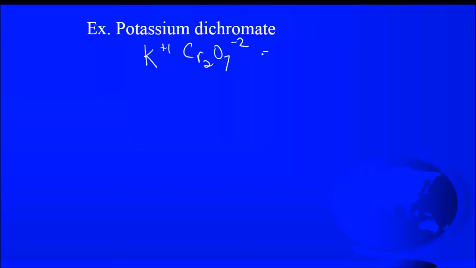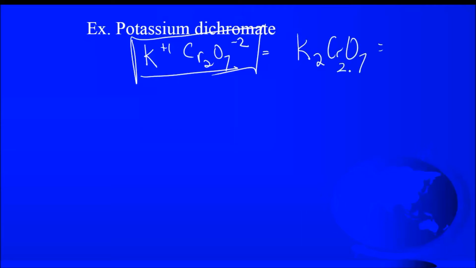So what is the formula? Max? No, you're Max, and I need the formula. What is the formula of K plus and Cr2O7 2 minus? It's K2Cr2O7. Gotta remember those.